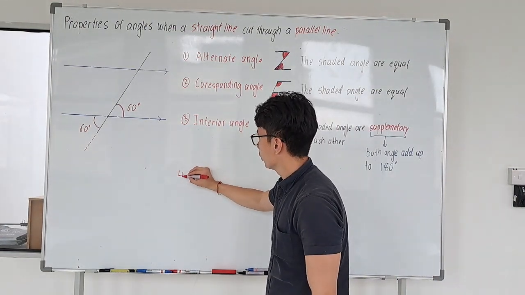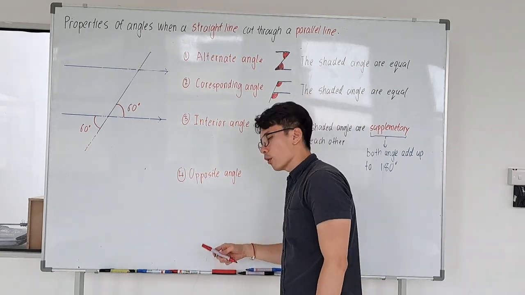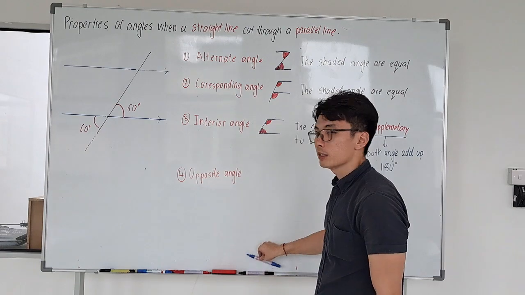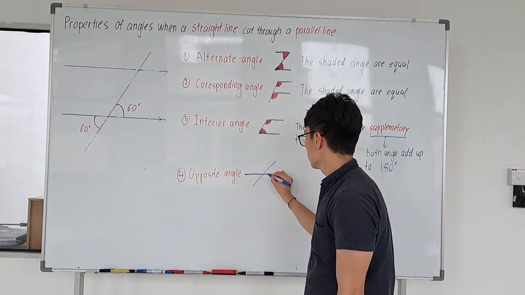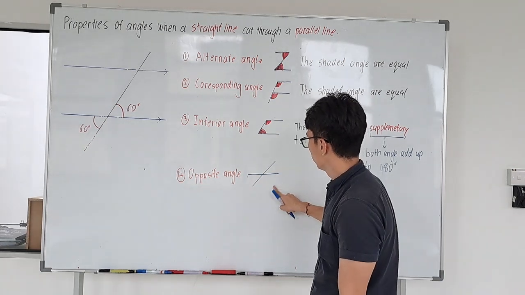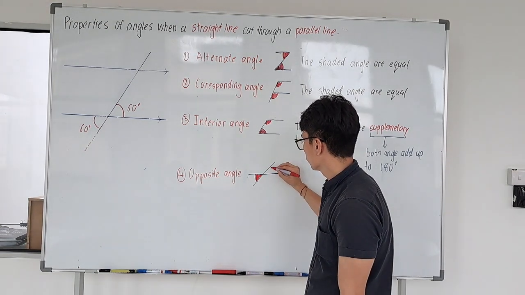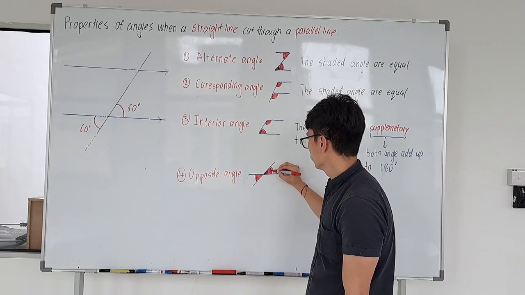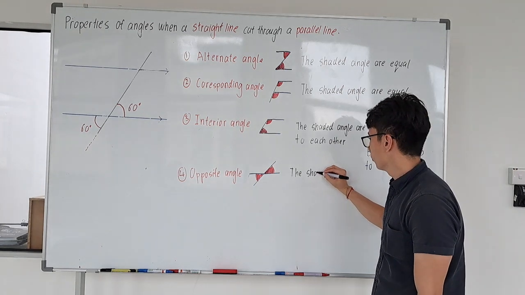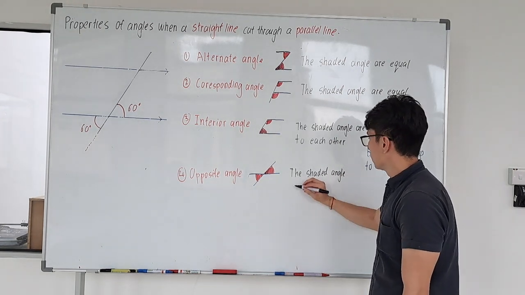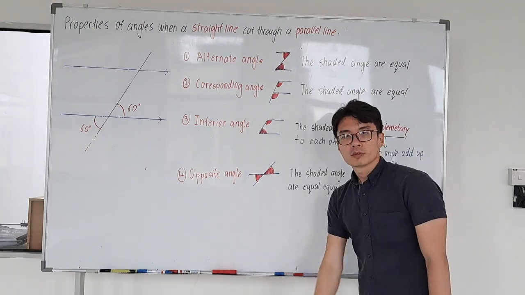So, property number 4, we call this opposite angle. Okay, and how I would like to remember this? This opposite angle is represented by the letter X over here. So in this case, it's going to look something like this. This, okay? And I will shade these two angles. Alright, so here you go. So I will say here, the shaded angles are equal to each other. Alright, that's the opposite angle, okay?